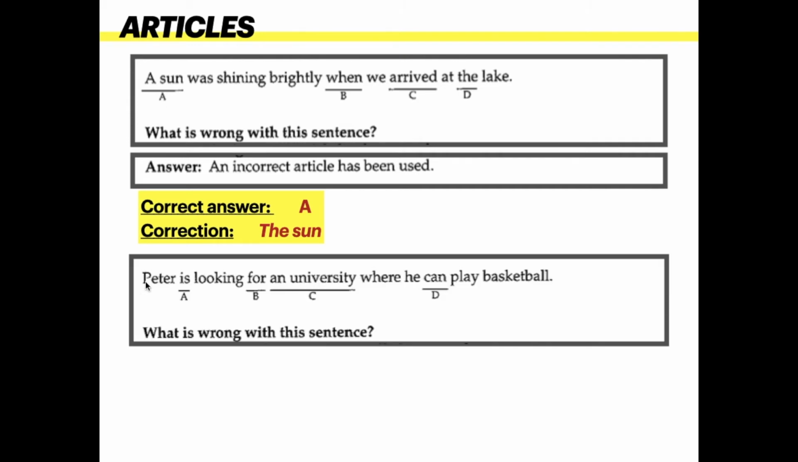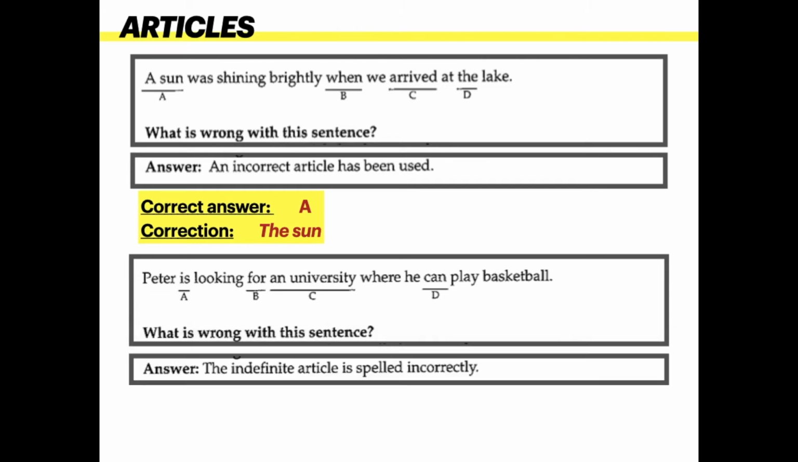And here we have another one. Peter is looking for a university where he can play basketball. What's wrong with this sentence? So I know you know this. The problem is that the indefinite article is spelled incorrectly. We're using the incorrect article because of the sound. Remember, university, consonant sound. So the answer is letter C, and the correction, a university, instead of an, okay? So this is why the sounds thing that I told you is important.